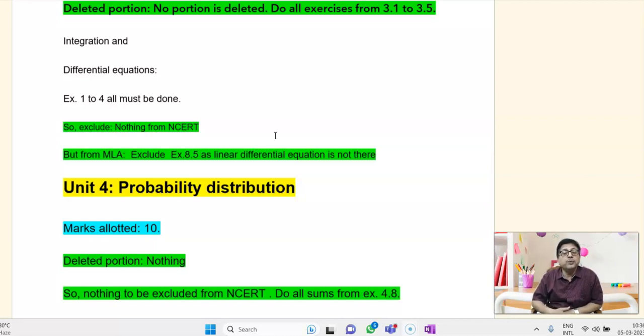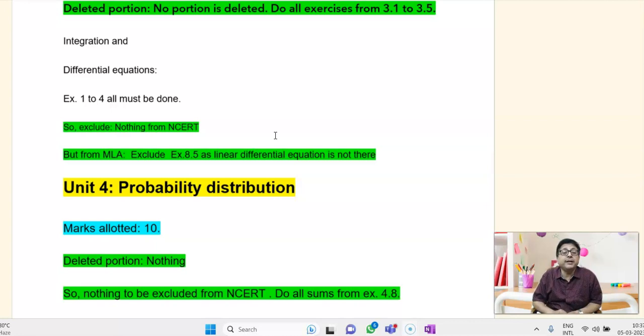Alright. Then go to probability distribution. Marks allotted 10. It is an easy topic and 10 marks is enough for this. Why? Because only binomial distribution, Poisson distribution and normal distribution are there. But I said only, I did not say one thing: random variable and its probability distribution you need to do. The mean and variance of all probability distributions you must practice.